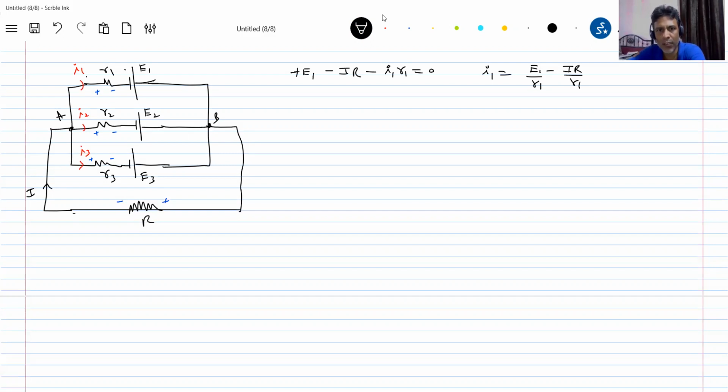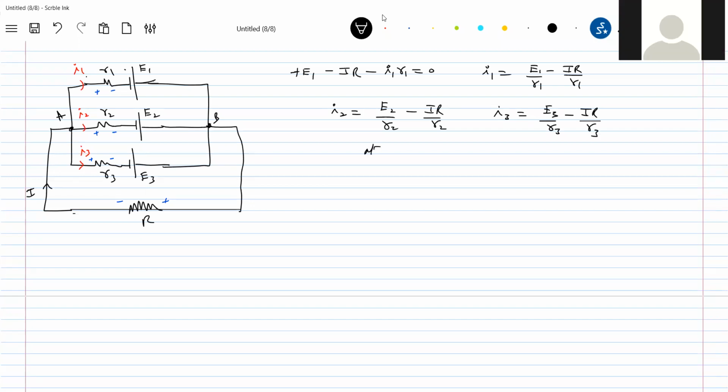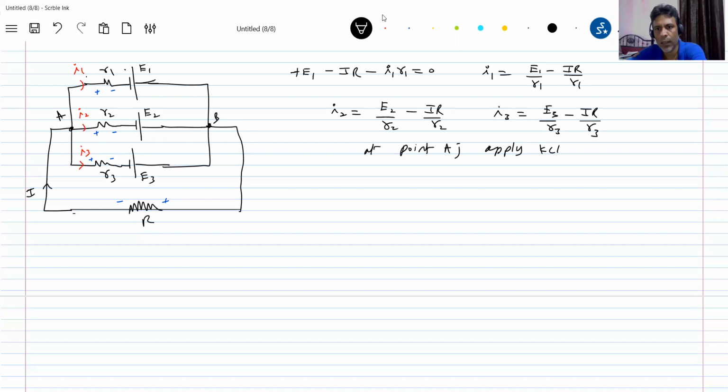Similarly, for I2, I2 is equal to E2 by R2 minus IR by R2. I3 will be E3 by R3 minus IR by R3. So let's apply KCL at point A. Apply KCL. So I1 plus I2 plus I3 should be equal to I.